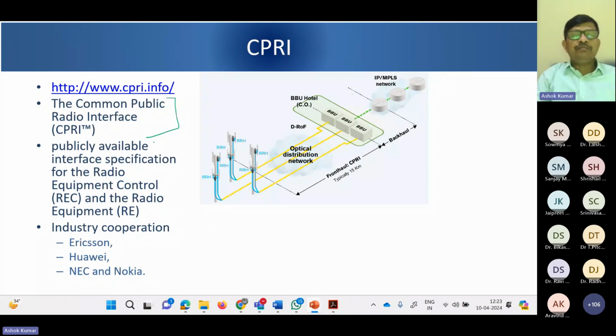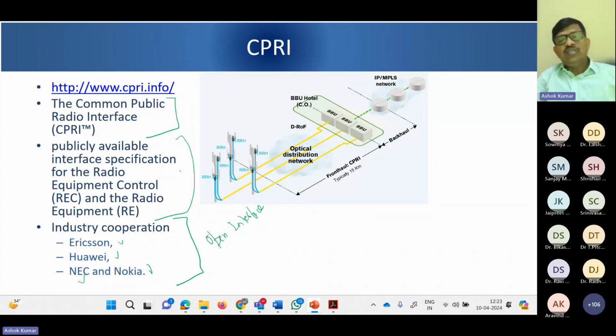And this was developed by industry cooperation. At that point of time, Ericsson, Huawei, NEC, Nokia sat together and created this interface. This interface was supposed to be an open interface at that point of time. These interface definitions are publicly available, so you can search on Google and get the specification of it. But its implementation was proprietary.